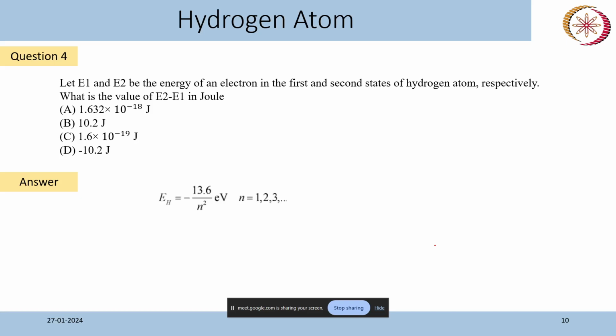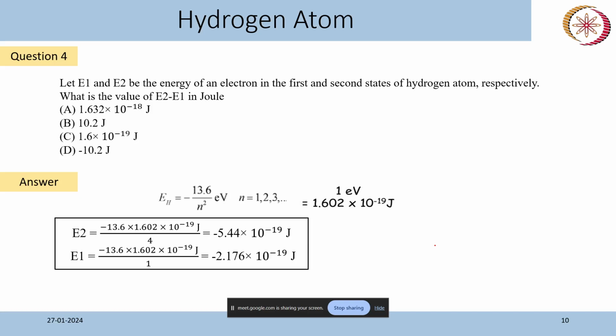So this is the formula, minus 13.6 by n square, that is in electron volt, and this is the formula for conversion because the answer is given in joule. So E2 and E1 values are this. Everybody got the answer? Right. Okay, I hope there is no confusion.